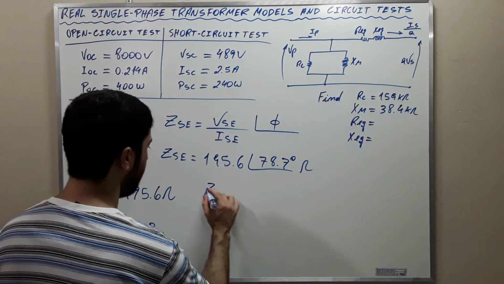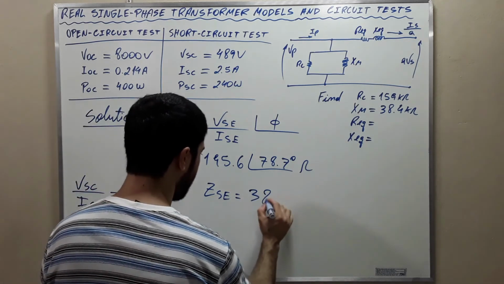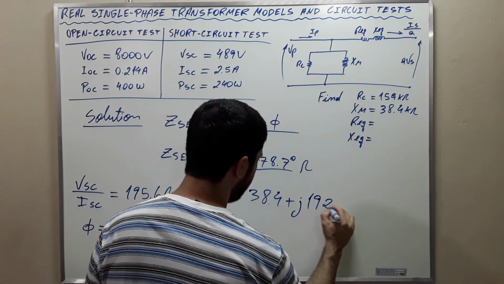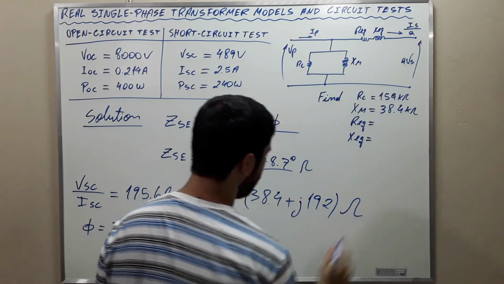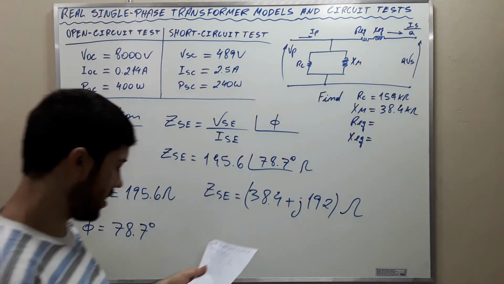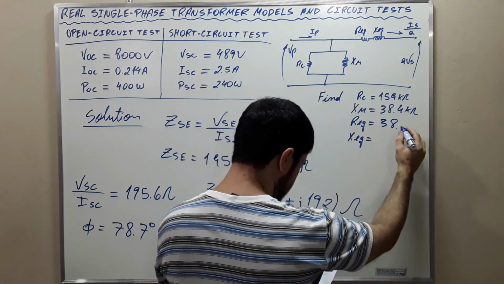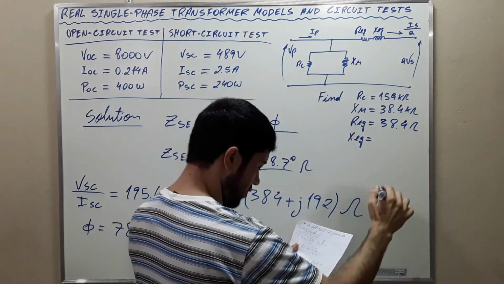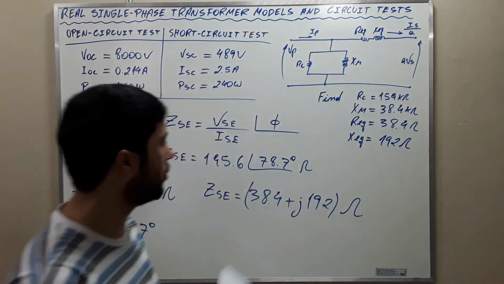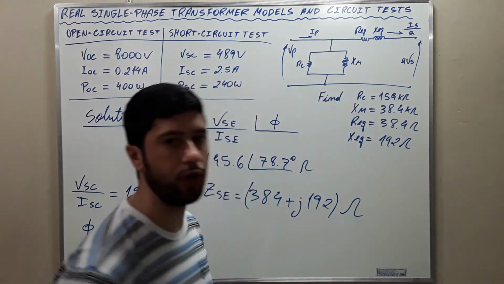find that ZSC is equal to 38.4 plus J 192 ohms. And our ultimate conclusion is that this is 38.4 ohms and this is 192 ohms. Okay, my friends, this is the exercise that I wanted to show you.